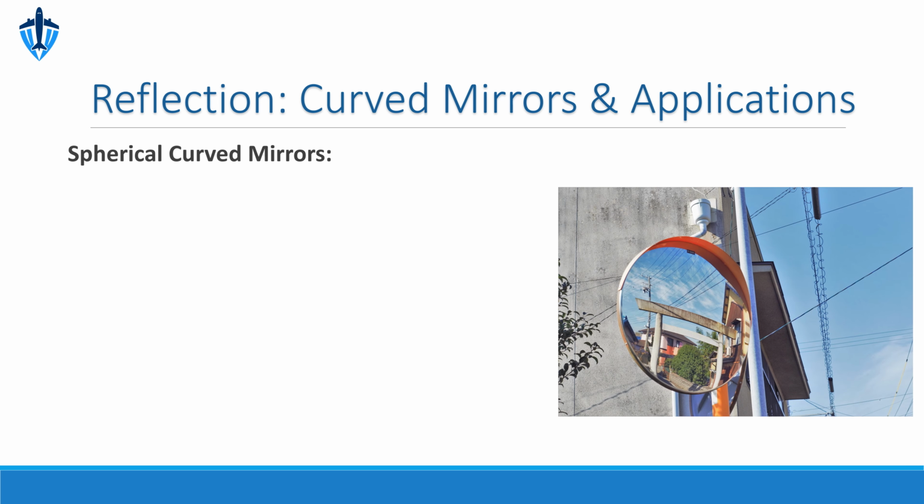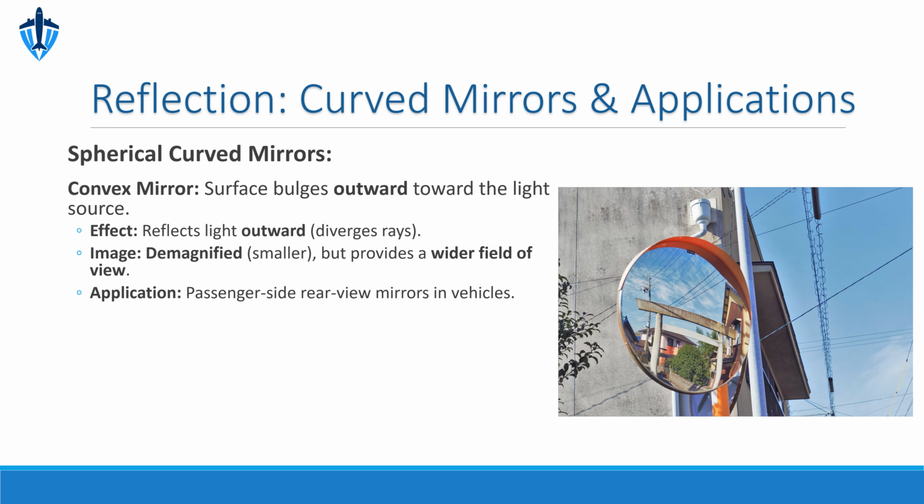Now, let's look at the two types of spherical curved mirrors and their crucial applications, especially relevant for understanding certain aircraft instruments or inspection tools. First, the convex mirror. This mirror bulges outward like the back of a spoon. When light hits it, the rays are reflected outward or diverged.